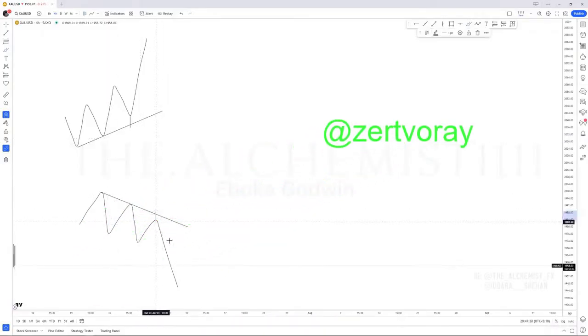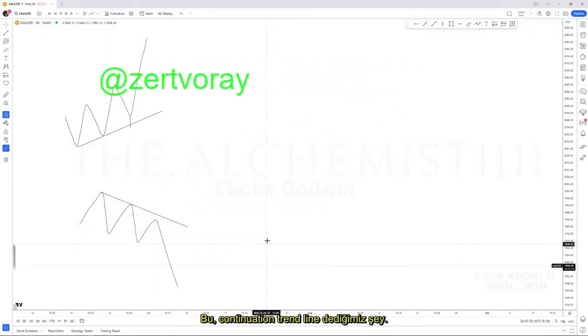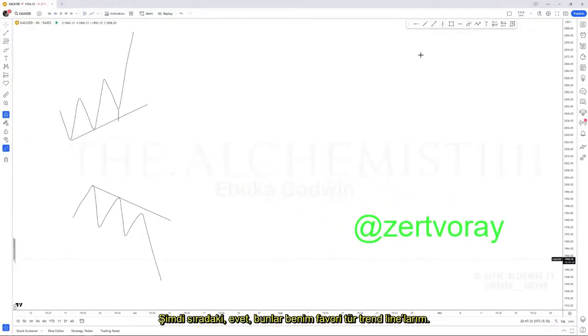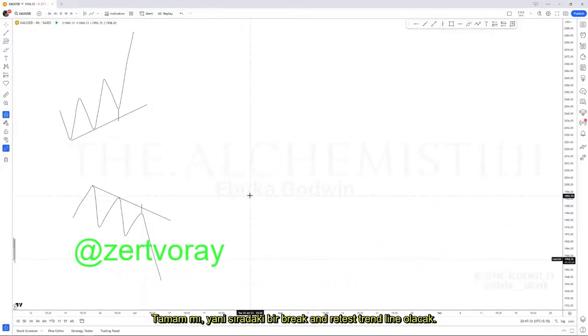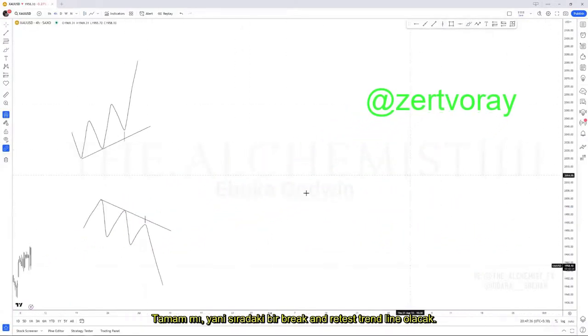So look at this, this could be the entry. So that is a continuation trend line. This is what we call a continuation trend line. These are my favorite types of trend lines.